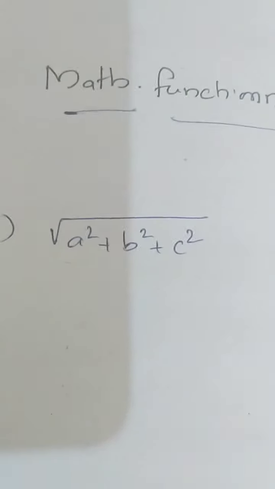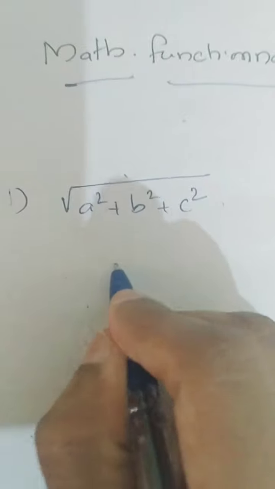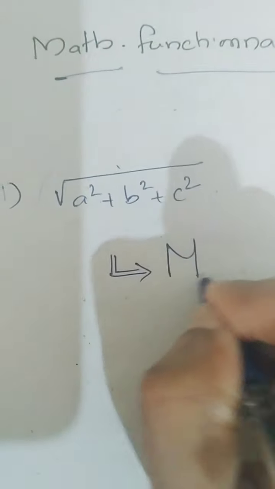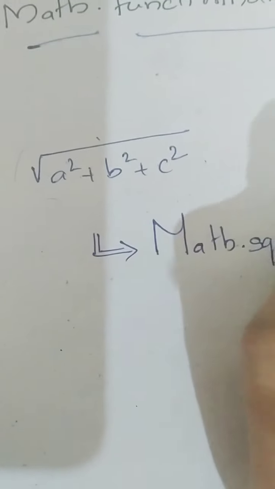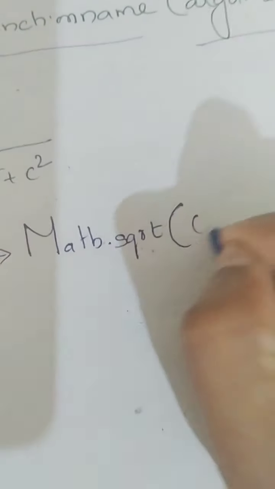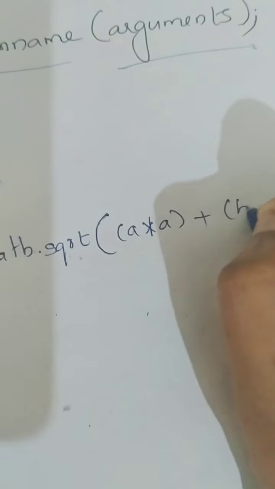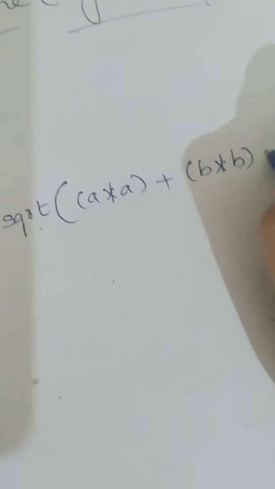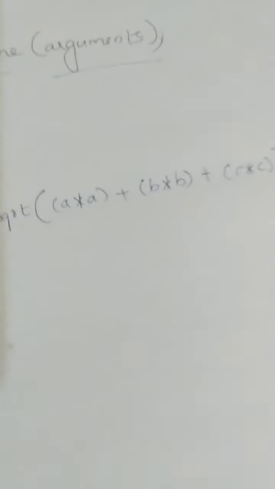In the computer keyboard, there is no square root. Have you seen any square root? Have you seen any power? So you cannot write it directly. So how will you convert this into Java expressions? How will you write square root? For that you will write Math dot sqrt in brackets, and inside you write a star a plus b star b plus c star c, semicolon.